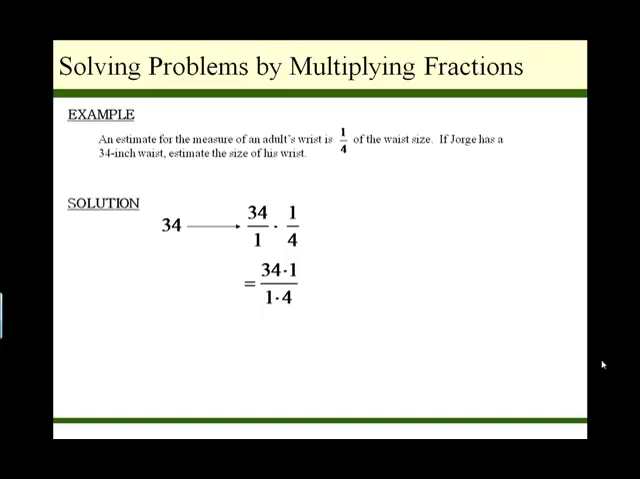Multiplying across, 34 times 1 and 1 times 4, we get 34 over 4, and they're both even numbers, so at least divisible by 2, and after further checking, it's all you can reduce. And 34 divided by 2 is 17, 4 divided by 2 is 2, and so your final answer is 17 over 2, or you can again rewrite that as a mixed number, 8.5.